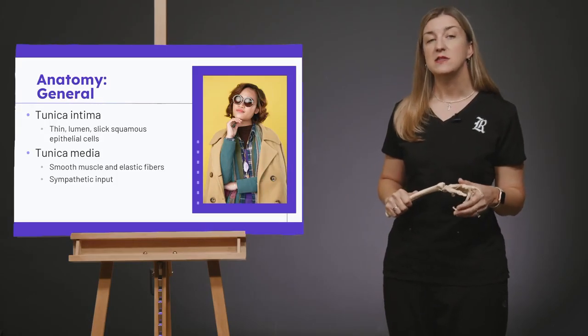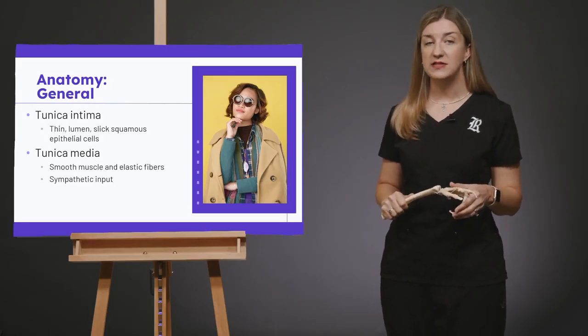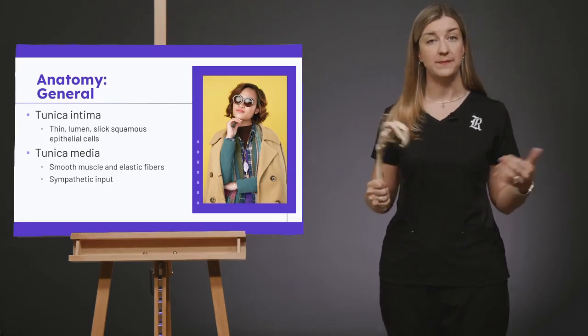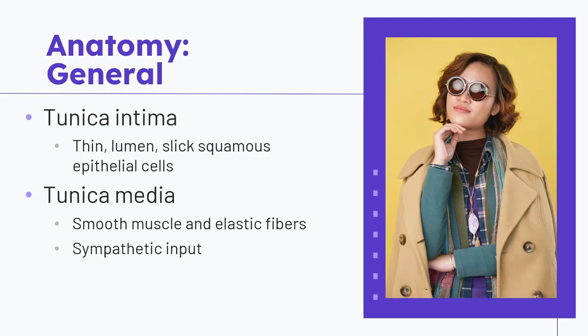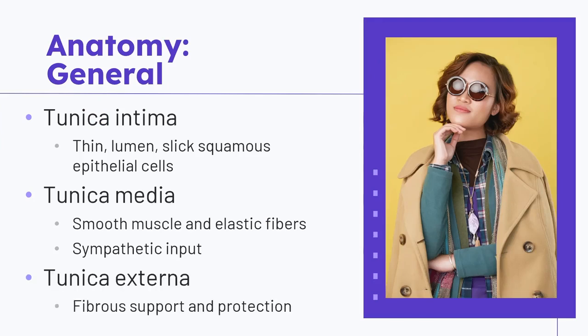This layer contains the smooth muscles and elastic fibers necessary for vasoconstriction and dilation. This layer is under the control of the sympathetic nervous system. The outermost layer is the tunica externa. This layer contains a lot of fibrous tissue to support and protect the vessels.